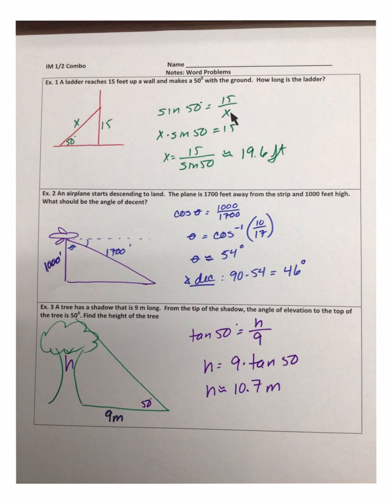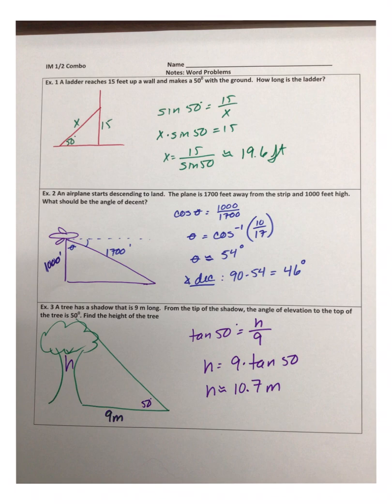We have to get x out of the denominator, so I multiply both sides by x and get x times the sine of 50 equals 15. Divide both sides by the sine of 50 degrees, and now plug that into your calculator, and we get approximately 19.6 feet.